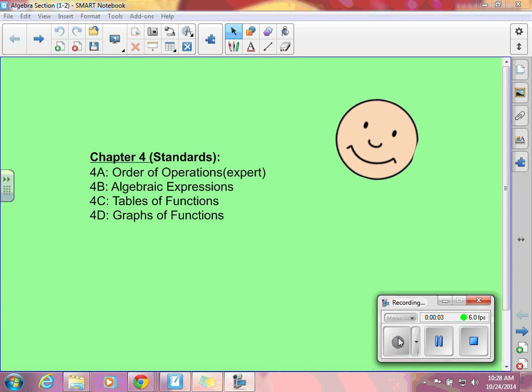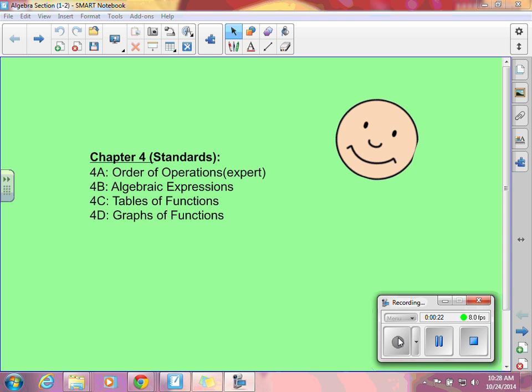Going to start chapter 4. You're going to notice that there are 4 sections to chapter 4. There's order of operations expert. We've done order of operations before, but it wasn't expert. It was like beginner and intermediate. Now we're going to expert.